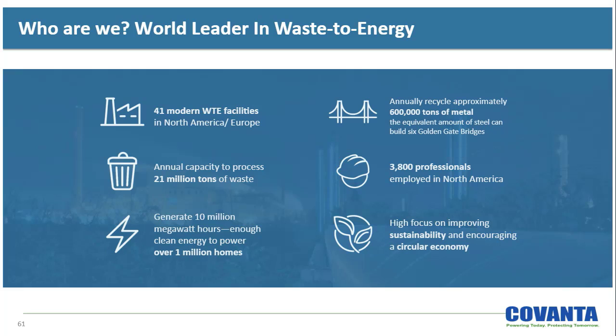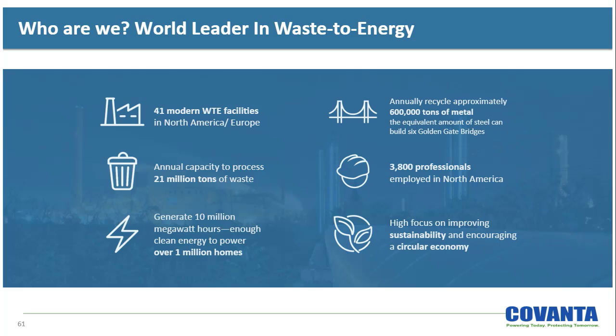We take this waste after its recycling has already occurred. But even after recycling has already occurred, we are able to get more metals out. In addition to energy, we get these metals out. In fact, we get some 600,000 tons of metal each year out of the trash that you throw out. And it's enough metal to build 6 Golden Gate bridges. So we have some 3,800 professionals who are employed at our facilities.